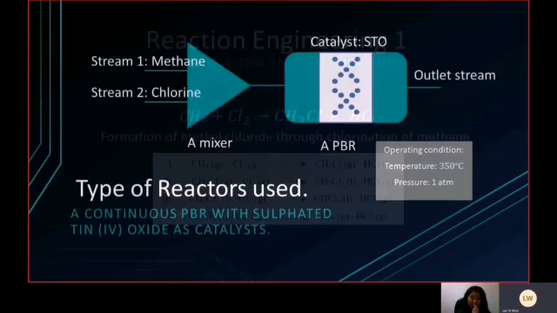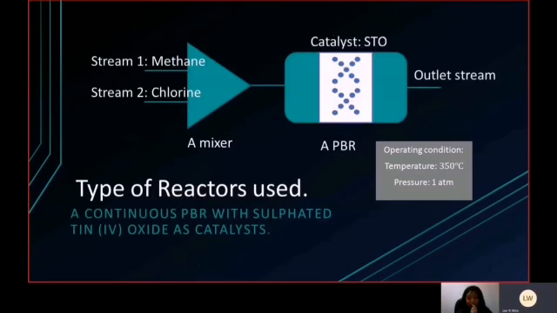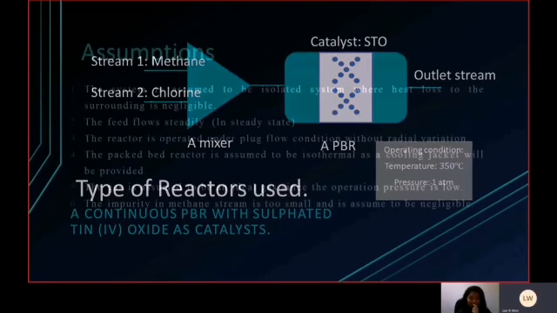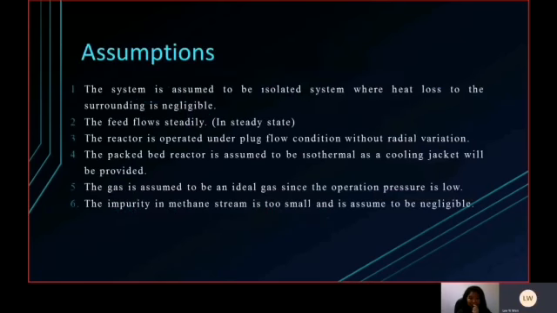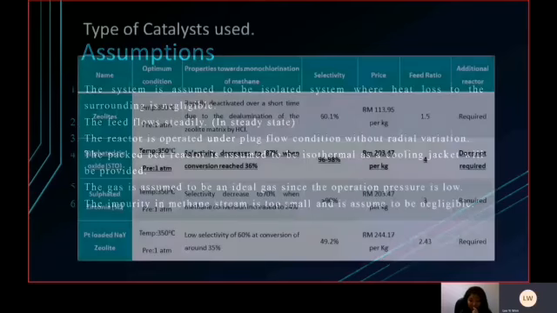For the type of reactor used, the team decided to use a mixer and a PBR with a solid catalyst named sulfated tin oxide. The operating condition here is 350 degrees Celsius at 1 atm. These are the assumptions made for the reactor, which is isothermal, steady state, negligible contaminants in methane flow, and so on. Let's move on to the type of catalyst used.